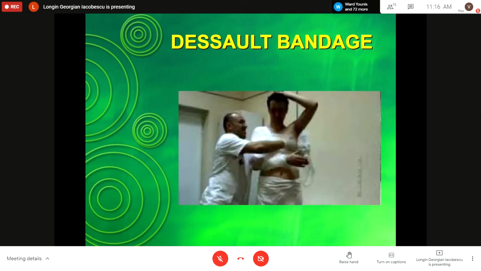So you have an image that shows how the Dessau bandage is applied. As you can see, the medic or the assistant starts to apply the bandage. Usually the patient has to keep the other arm placed on his head to permit the assistant to roll the bandage around the thoracic part of the patient to immobilize the affected upper limb.